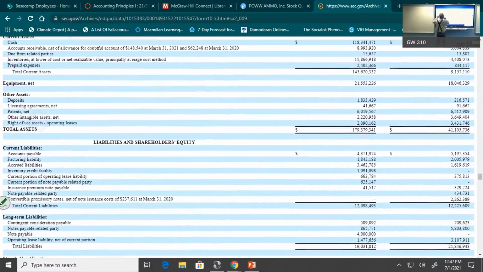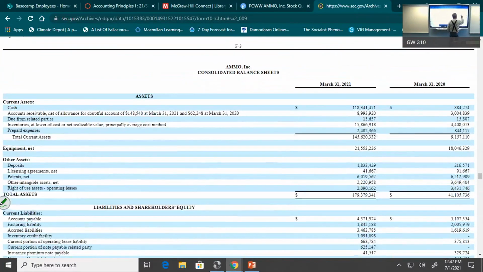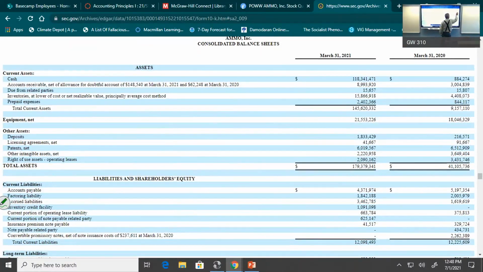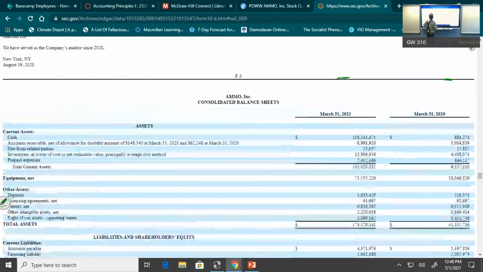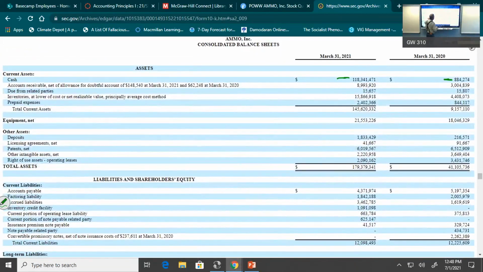Yes, they do. And you can look and see, as of 2021, this is comparison, right? Comparison of March 31st of 2020. They had 884, this is in millions. Okay, it should say in millions. Does that mean they went from 884 million to 118 billion? No, I would say that 884,000 and they went to 118 million. So they're not that big a company. So they ended up with 179 million in total assets.